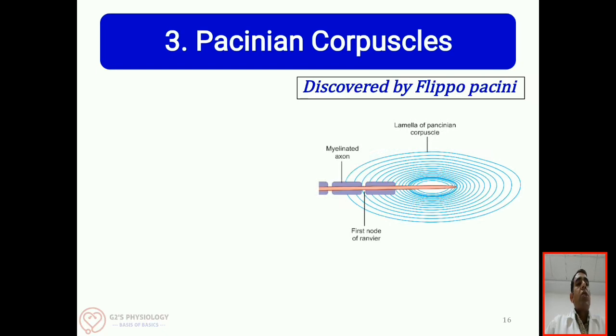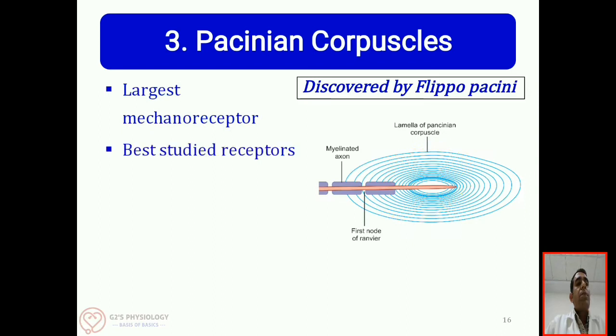And look at the structure of the Pacinian corpuscle. These are the lamella, and this is the first node of Ranvier. It is the largest mechanoreceptor, and it is the best studied receptor because it is the largest one, so it can be easily studied.